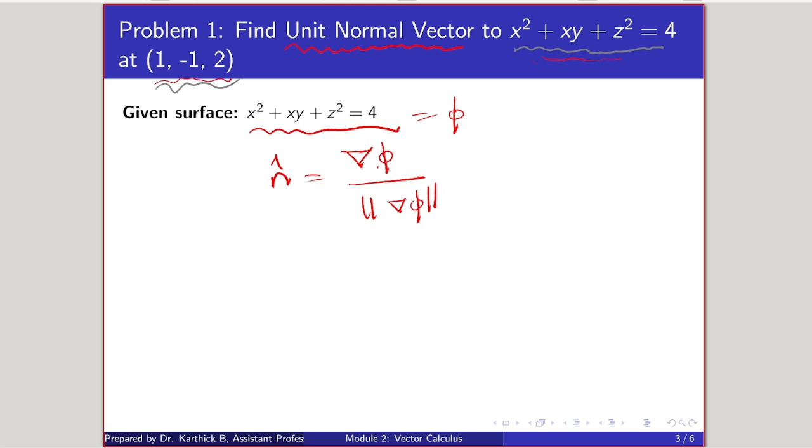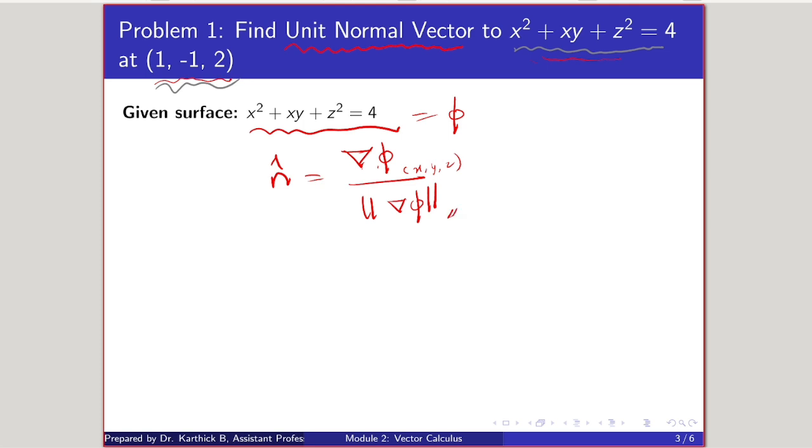So, for those values, after finding the gradient phi, we want to substitute the value of x equal to 1, y equal to minus 1 and z equal to 2. Then you will get gradient phi at the given point x, y, z. After finding this gradient phi, let us consider it as 1. Now, we have to find the norm of gradient phi. That means we have to square each element and sum up the elements under the square root. That we call norm gradient phi.